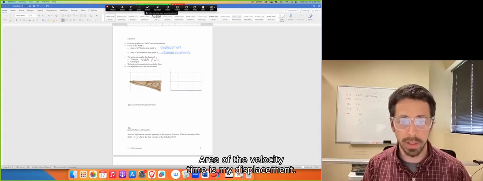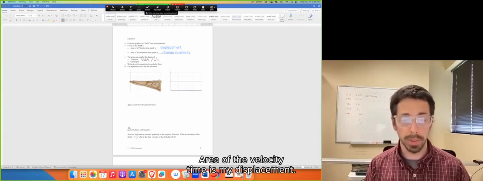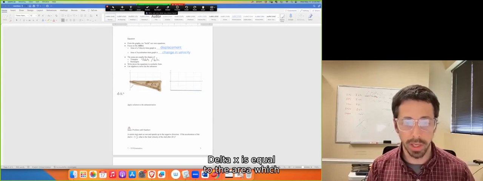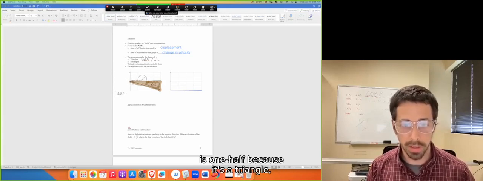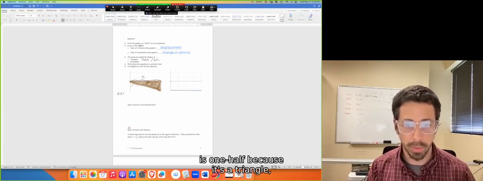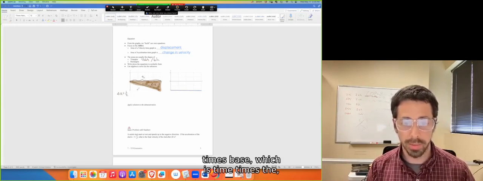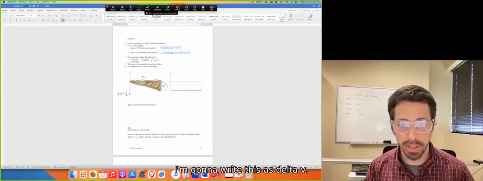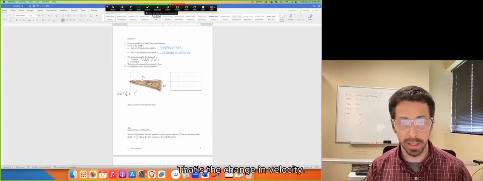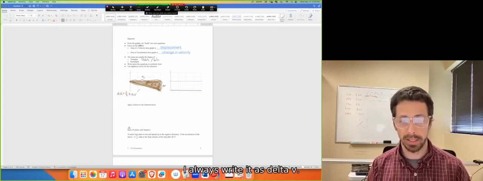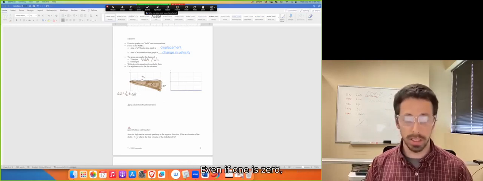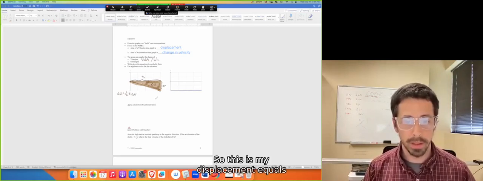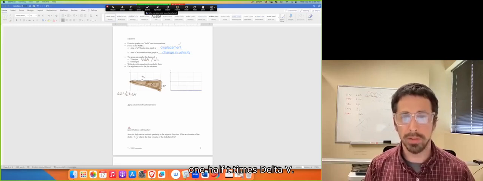Area of the velocity time graph is my displacement. So how do we calculate my displacement? Delta x is equal to the area, which is 1/2, because it's a triangle, times base, which is time, times the, I'm going to write this as delta v, right? That's the change in velocity. I always write it as delta v. Even if v_i is 0, I always write it as delta v. You'll see why. Okay, so this is my displacement equals 1/2 t times delta v.